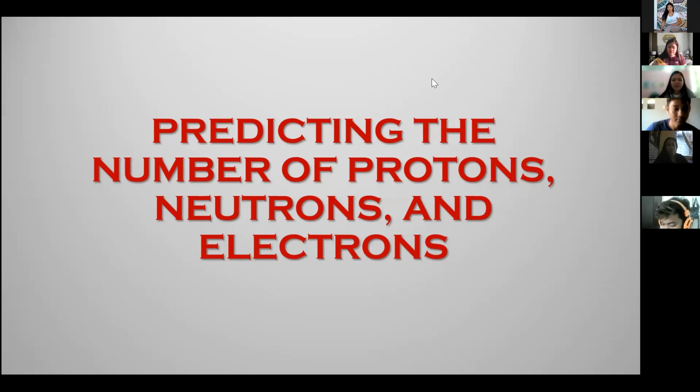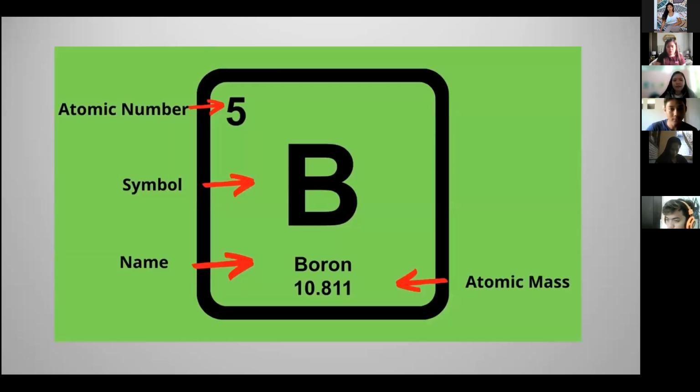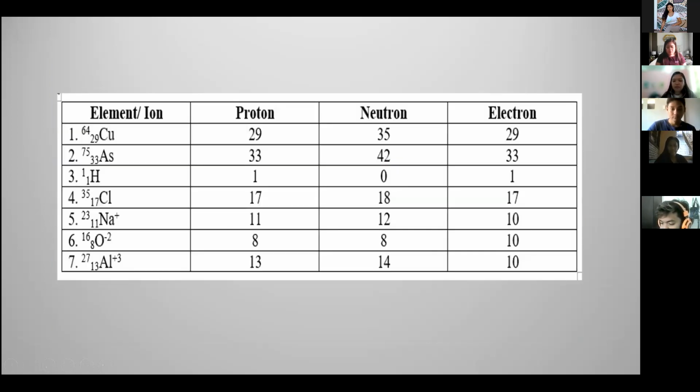Thank you. So good morning, everyone. I will be explaining how to predict the number of protons, neutrons, and electrons. Before we proceed, let us first identify this element. This is the atomic number, the symbol, the name of the element, which is boron, and this is the atomic mass. Next.